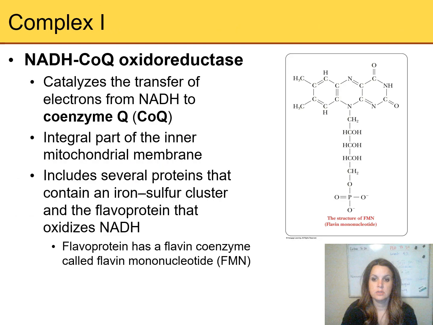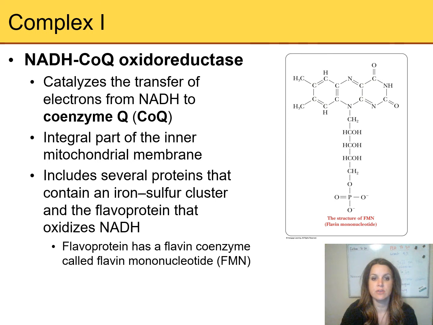So let's talk about each of the complexes in the electron transport chain and what happens. So you have the first complex, which is called NADH-CoQ oxidoreductase, and it's named that because that's what it does. It's a multi-enzyme complex that catalyzes the transfer of electrons from NADH to coenzyme Q. And this is going to be an integral inner mitochondrial membrane protein, meaning it's fitting right there in the inner mitochondrial membrane.